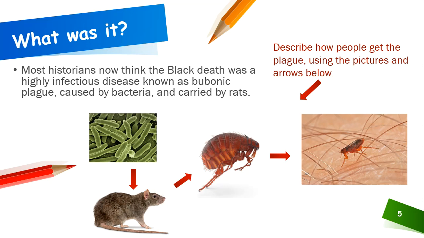So here's an activity that you might like to try in your history notebook. Describe how people get the plague using the pictures and the arrows below. Don't worry too much at this stage if you don't want to complete this activity, because this is going to be explained in further detail as we go through this unit.